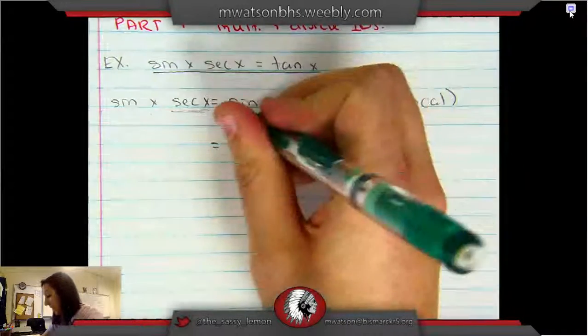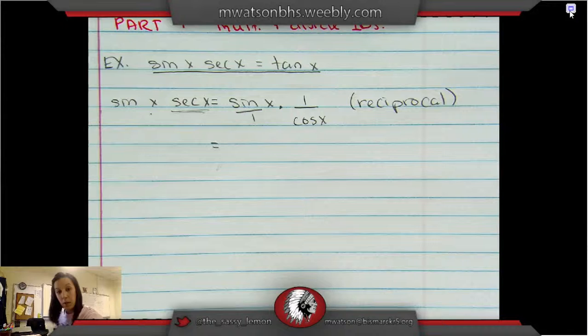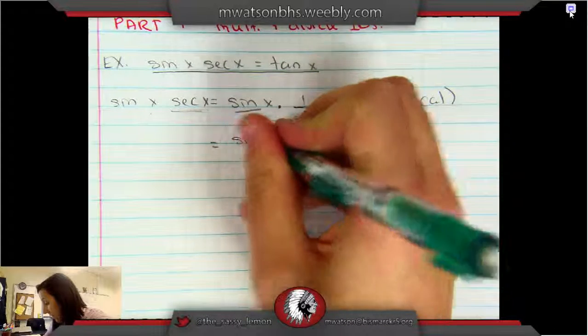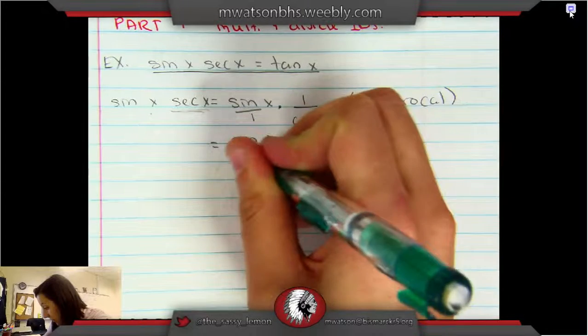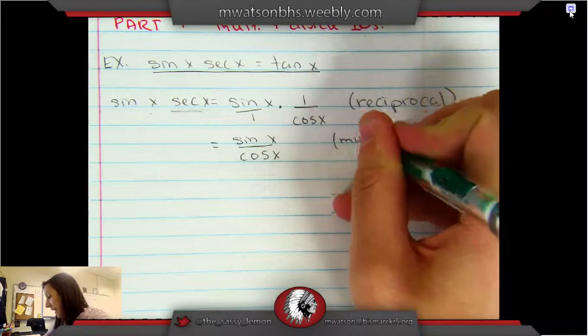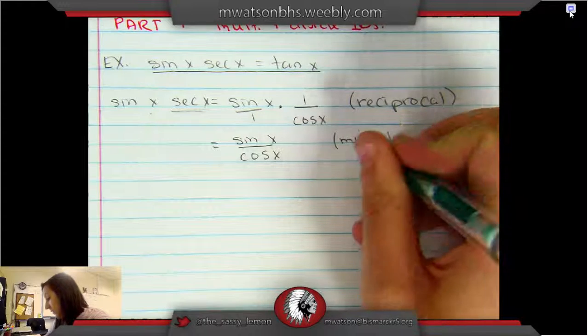So we can see we have something times a fraction. So let's go ahead and multiply across the top and bottom. And we'll have sine of x over cosine of x. And for your reason, just put multiply fractions.